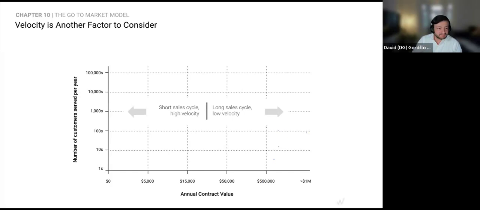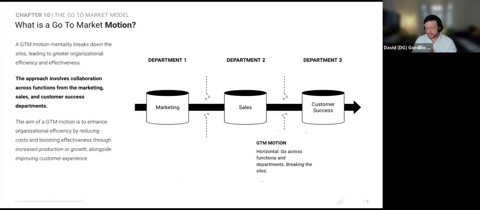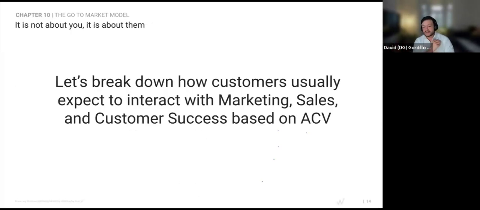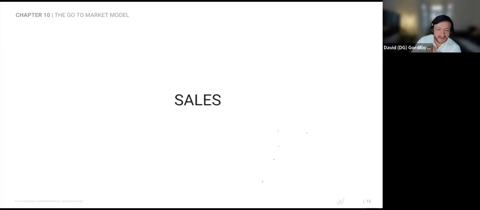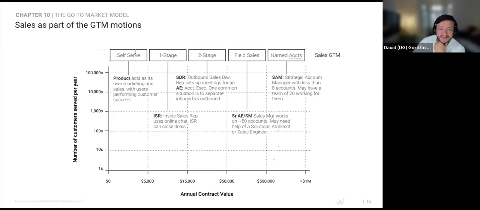Good. So as I said, a go-to-market motion is going to tell us how we're going to structure our marketing, sales, and customer success teams to be aligned with the customer expectations. So let's break it down. Let's break down these different customer expectations on how they want to interact with marketing, sales, and customer success based on ACV. Let's start with sales. So at the top, I put the different sales motions that probably all of you are very familiar with, and they are aligned already with the different ACV ranges.